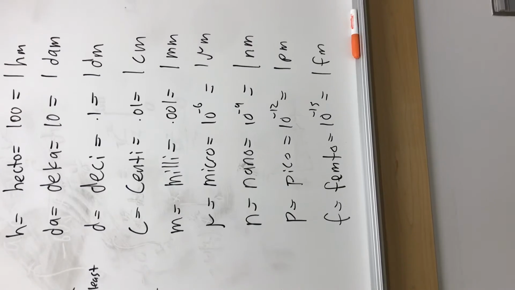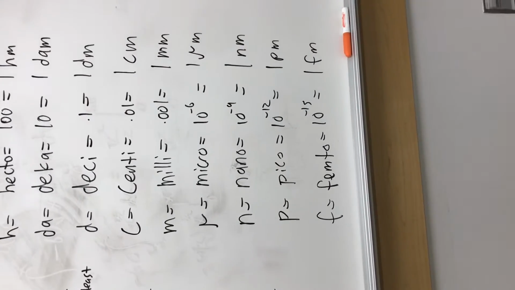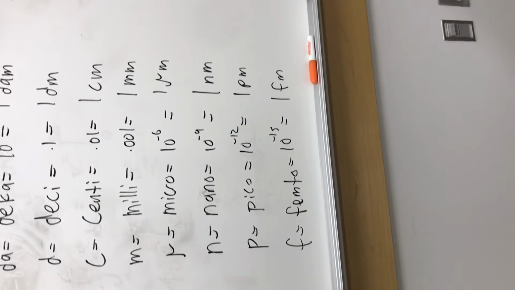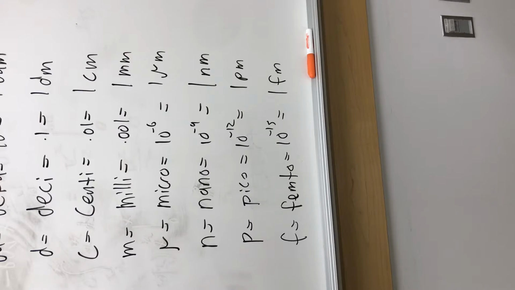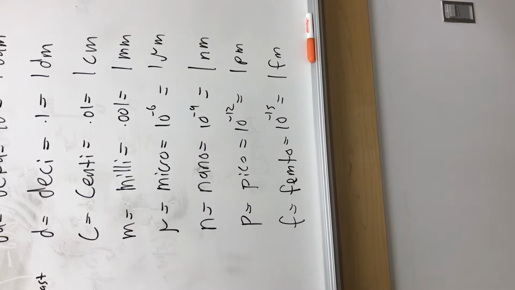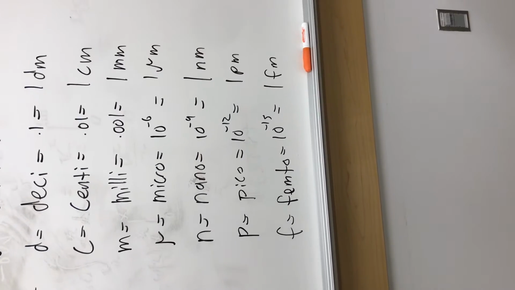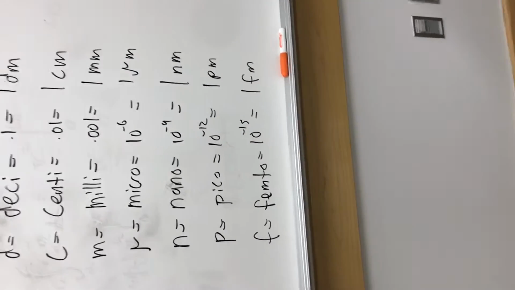Deci is 10 to the negative 1, decimeter. Centimeter, we know. Millimeter, we know. Micrometer is 10 to the negative 6, so that's 0.000001, and so on. Nano, 10 to the negative 9th. Pico, 10 to the negative 12th. And femto, 10 to the negative 15th.